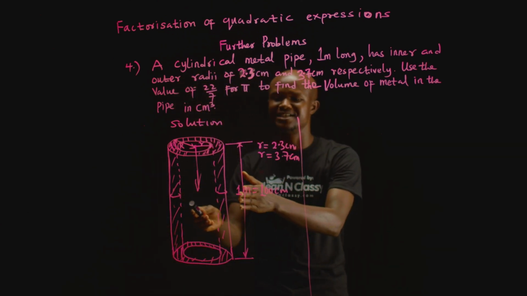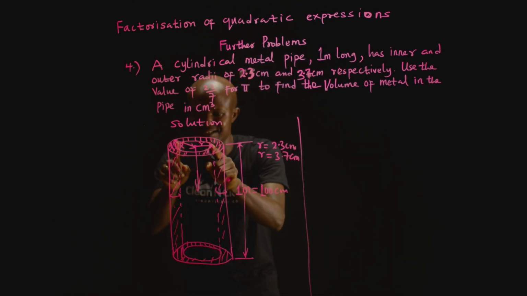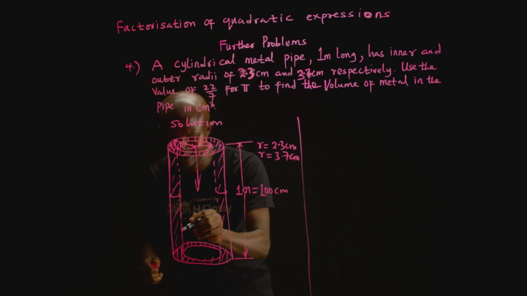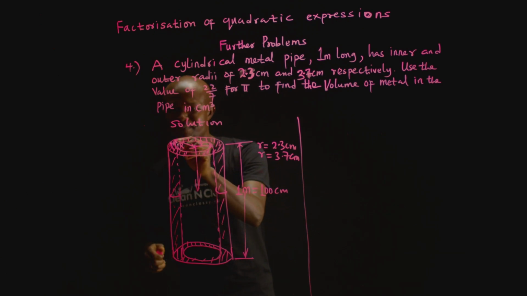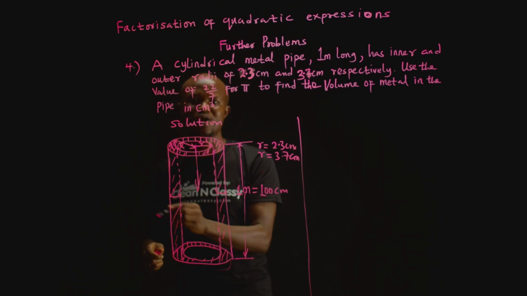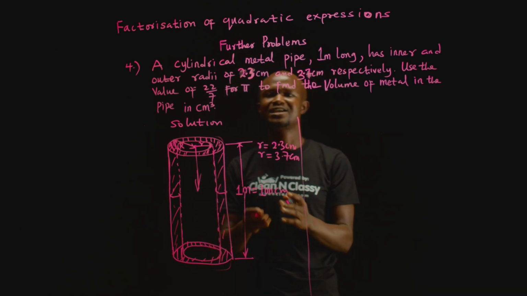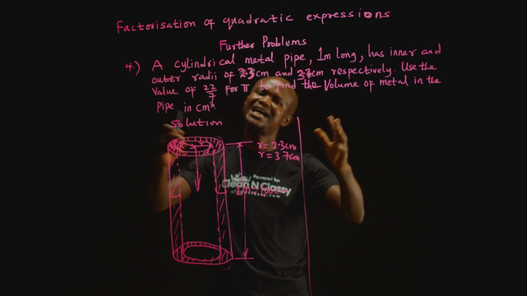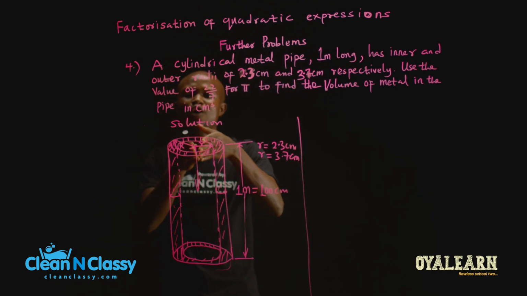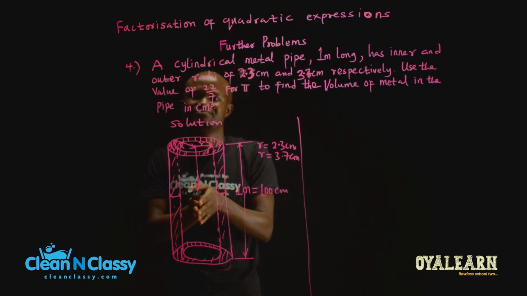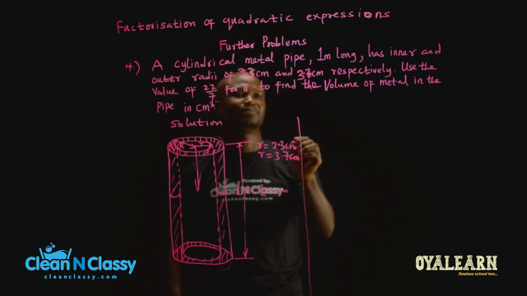And what kind of shape is this? The inner one is a smaller cylinder, and the bigger cylinder is the outer one. So we have two cylinders here. To find the volume of the metallic part, it's going to be the volume of the bigger cylinder, which is the outer one, minus the volume of the smaller cylinder, which is the inner one. So let's solve the problem.